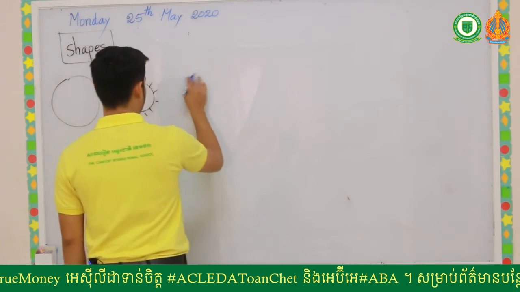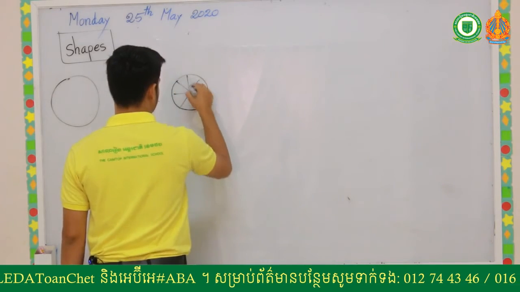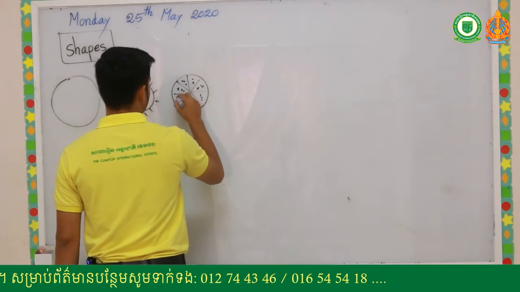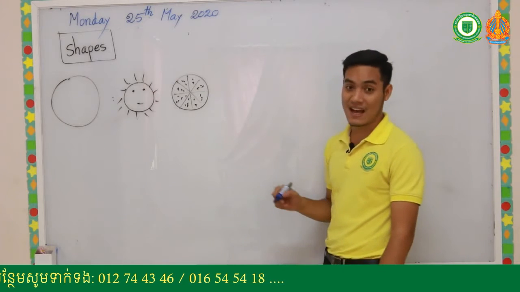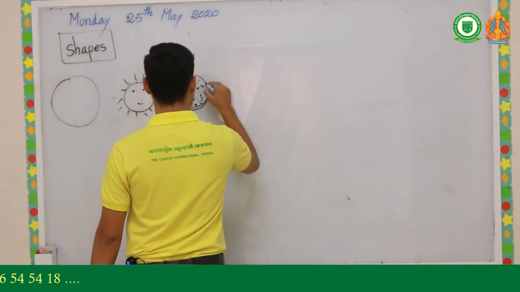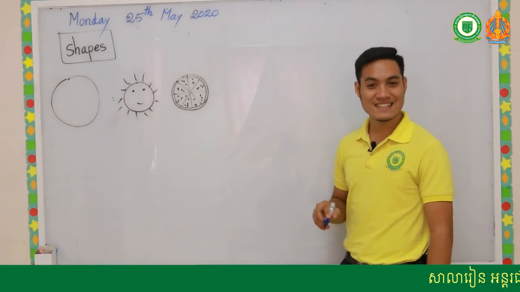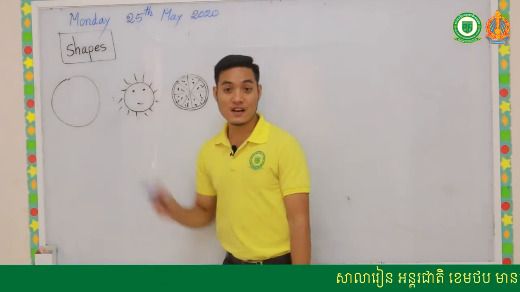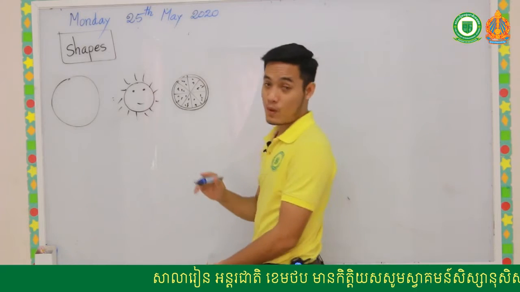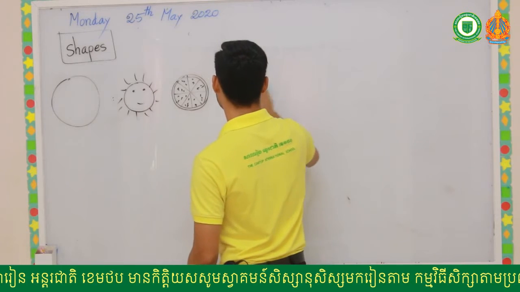Look. What's this? Oh, yummy. What's this? This one is pizza. Pizza. Okay, so what shape is a pizza? The pizza also comes from the shape of a circle, right? Circle. Good. Pizza, sun, and what more? What's this?